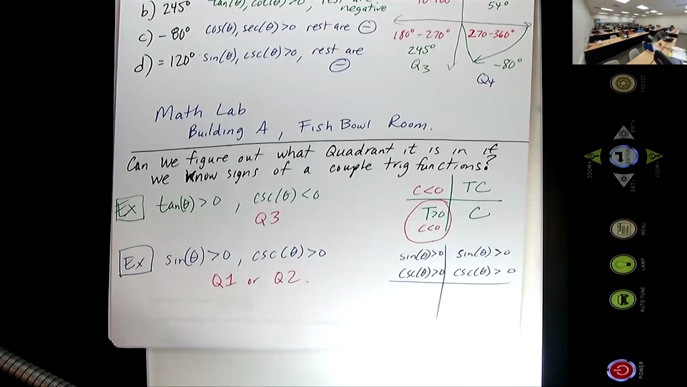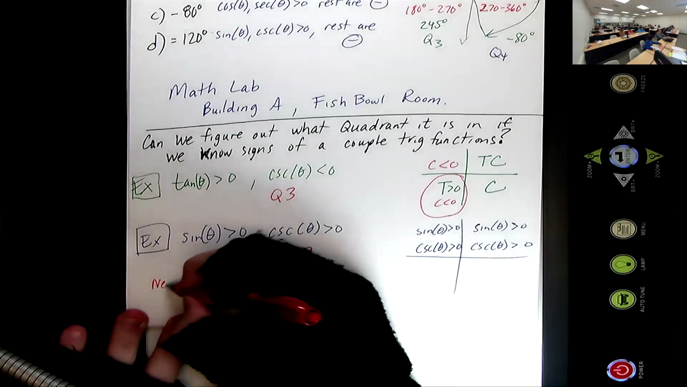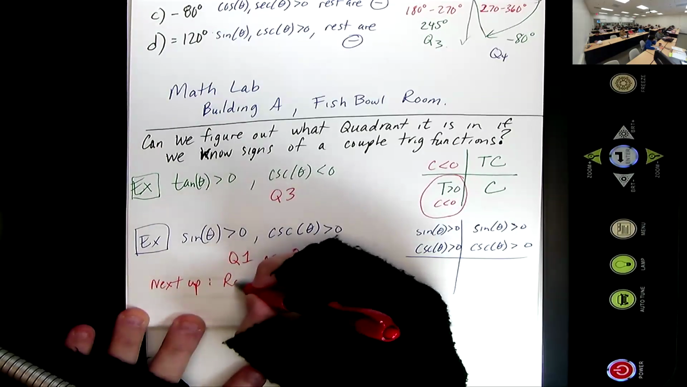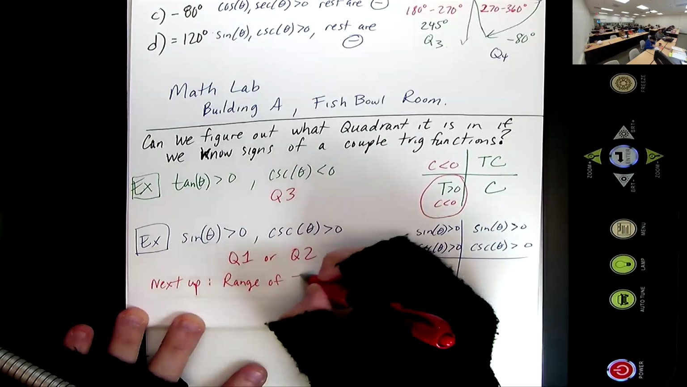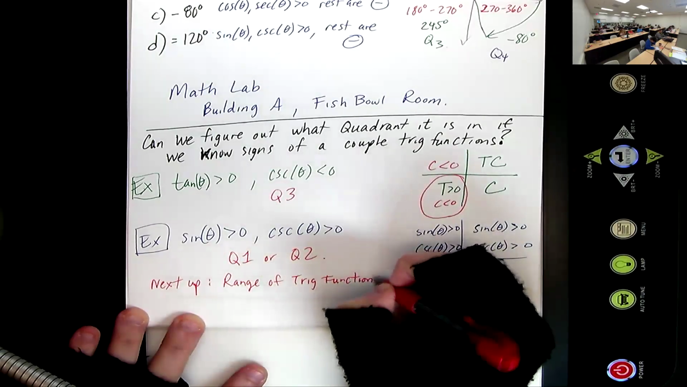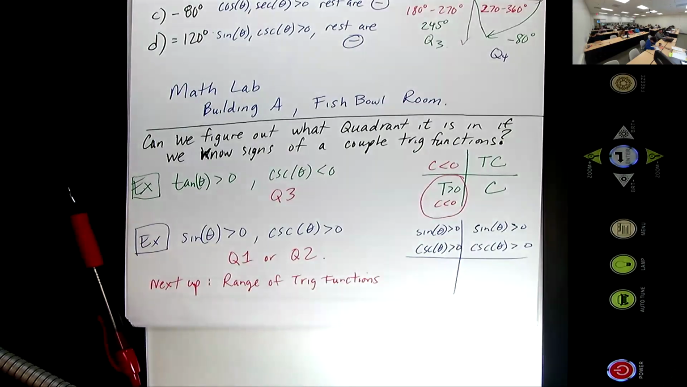I think that's a good spot to pause for now. Next up, I'm putting this down as a reminder for myself: range of trig functions. We're almost done with 5.2. We've already done a good chunk of 5.3. So even though I didn't finish 5.2, we're still on target.